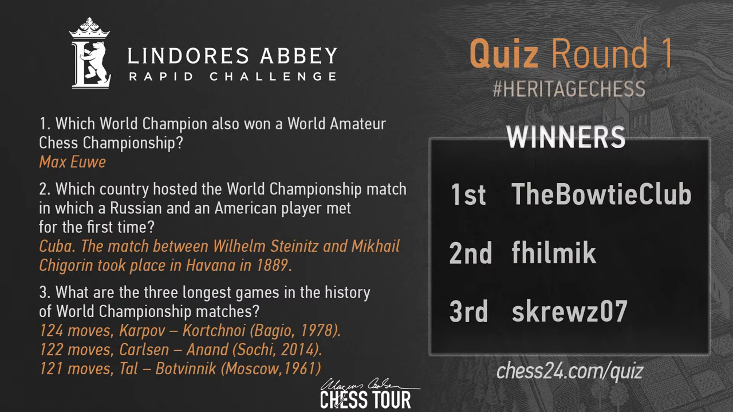Good luck with it, because as you can see, these were the three questions, Jan, that we had in part one of this quiz. And of course, we got everything wrong. I thought the answer to which country hosted the World Championship match in which a Russian and American player met was going to be Iceland. But of course, that was a trick question. It wasn't. And it was in Cuba, in fact.